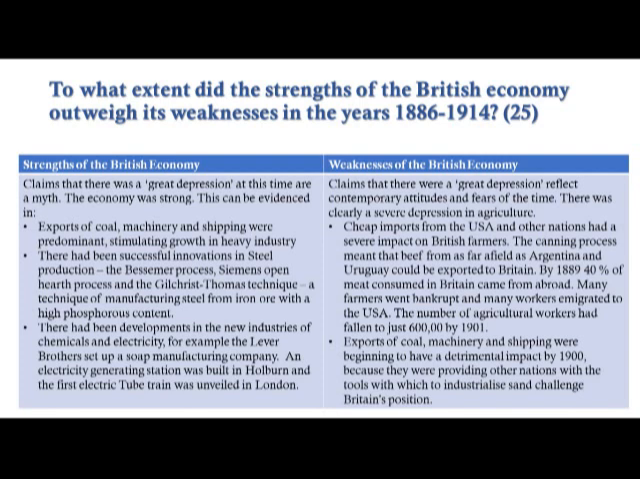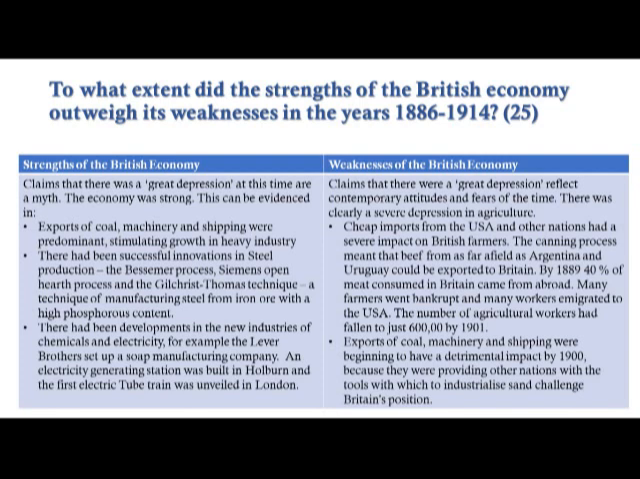So, what were the strengths of the British economy between 1886 and 1914? Well, you could come at it from the perspective of the historiography, and the idea that there was a Great Depression at this time. It was largely a myth, and actually the economy was strong. And this can be evidenced in the following. So, exports of coal, machinery and shipping were actually predominant at this time, stimulating growth in heavy industry. So heavy industry was doing particularly well.